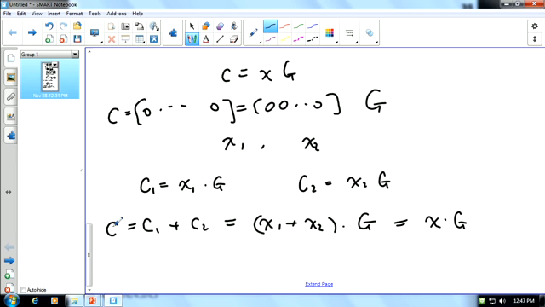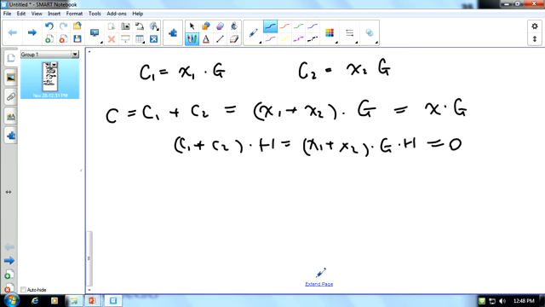Another way to verify this is that (c1 plus c2) times H equals (x1 plus x2) times G times H, which equals 0, as long as G times H equals 0. For any valid code word, multiplying by the parity check matrix needs to give 0. So c1 plus c2 is also a valid code word. For any two code words, if we add them together, we get another code word.